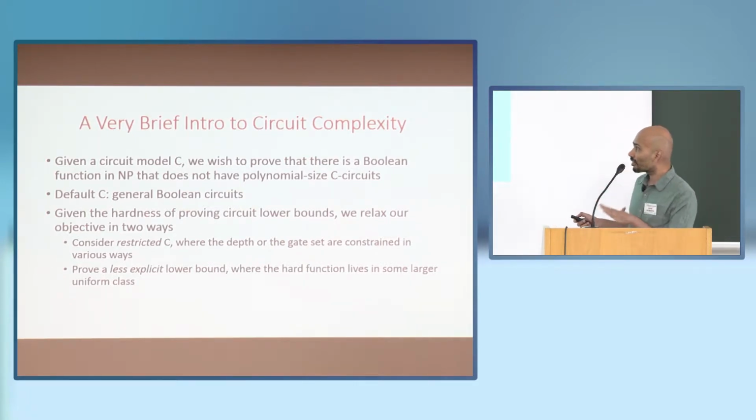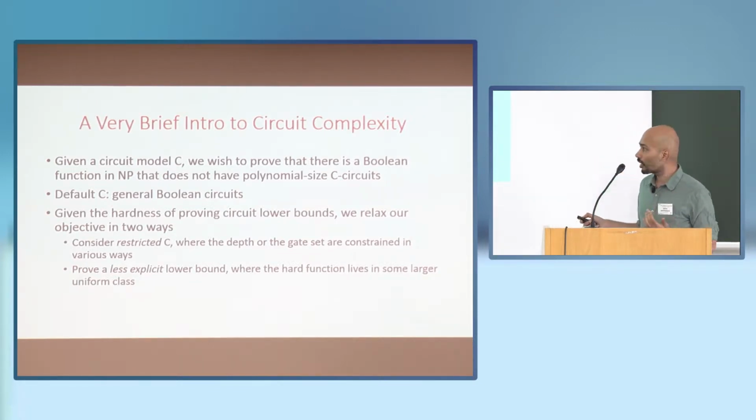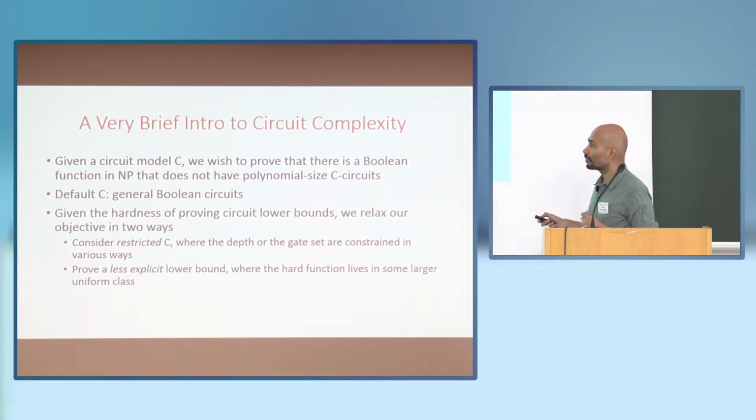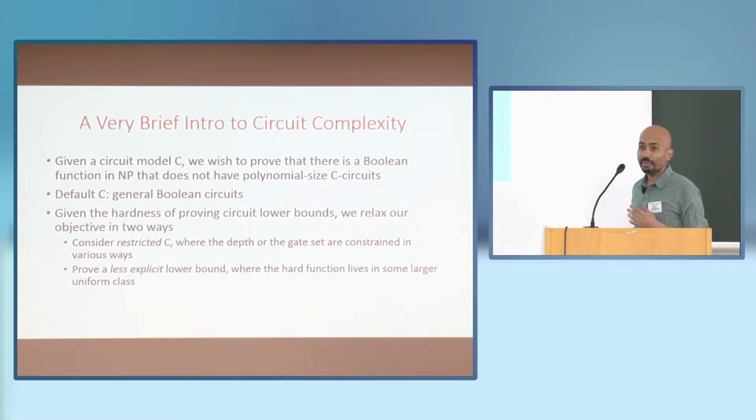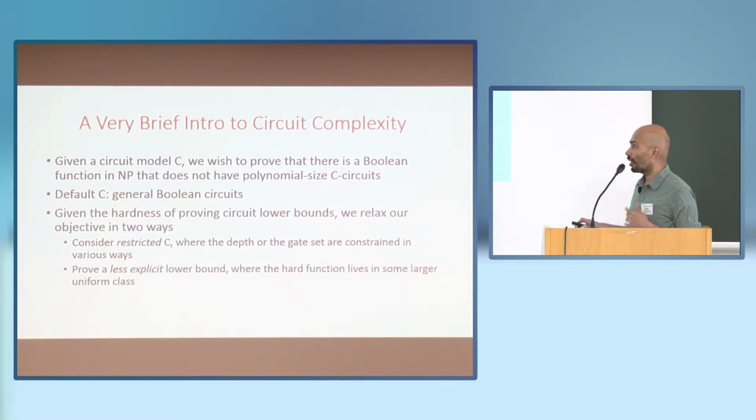So we're going to relax this objective of proving lower bounds for NP against Boolean circuits in two ways. One is to consider a restricted class of circuits C, where for example the depth of the circuit or the set of gates used in the circuit are constrained in various ways. That makes the lower bound task simpler because C is restricted. But the other way in which a lower bound task can be simpler is if our lower bound is less explicit. So instead of looking for a lower bound in NP, we are happy with a lower bound in, say, exponential time or in some even larger class.